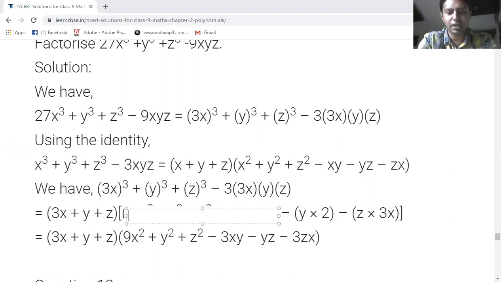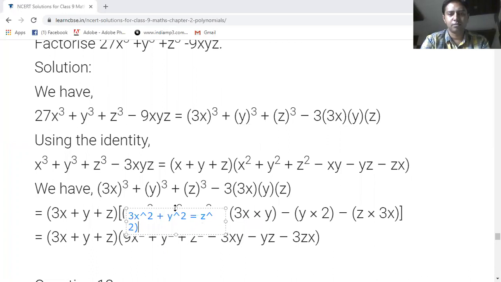This is 3x square plus y square plus z square minus xy, that is minus 3x into y, minus y into 2 minus z into 3x.